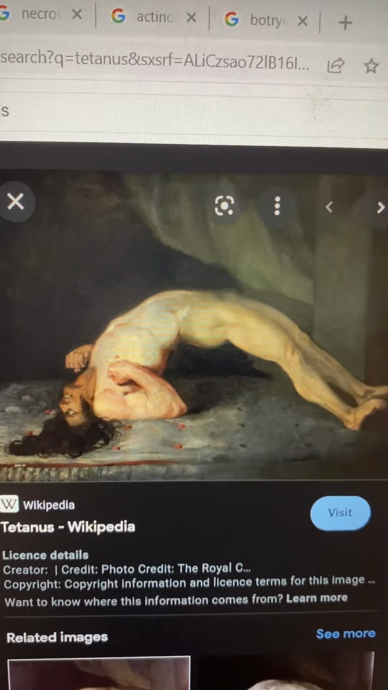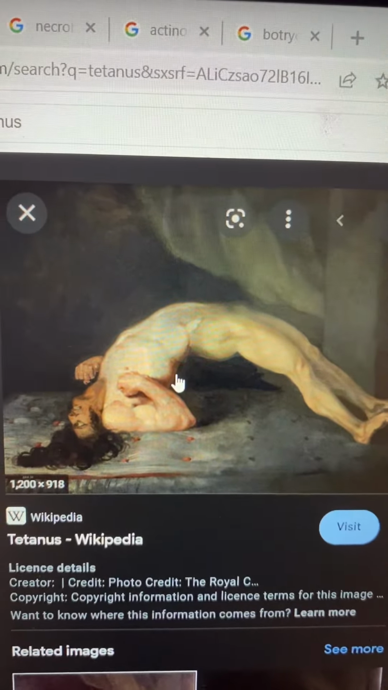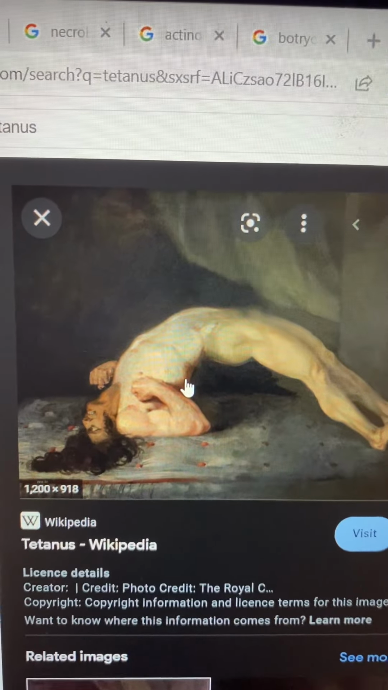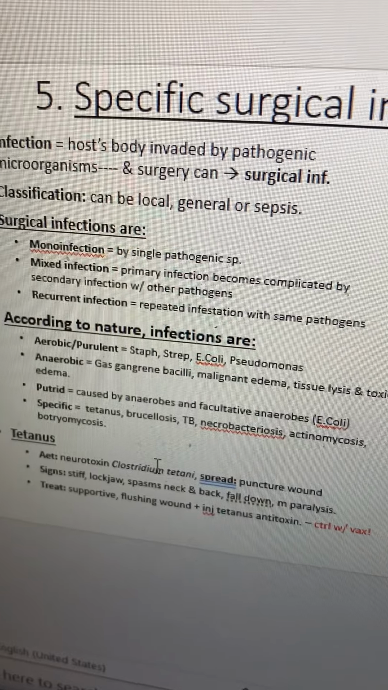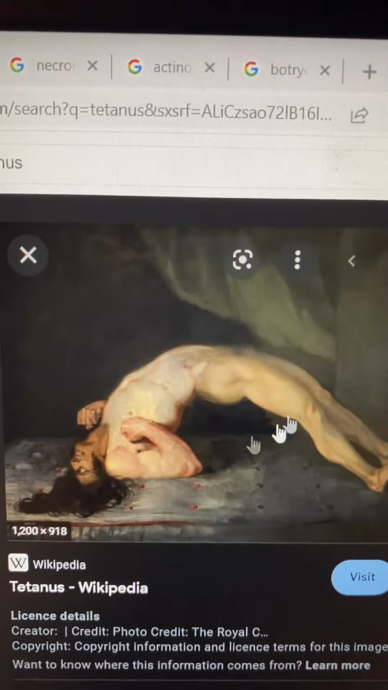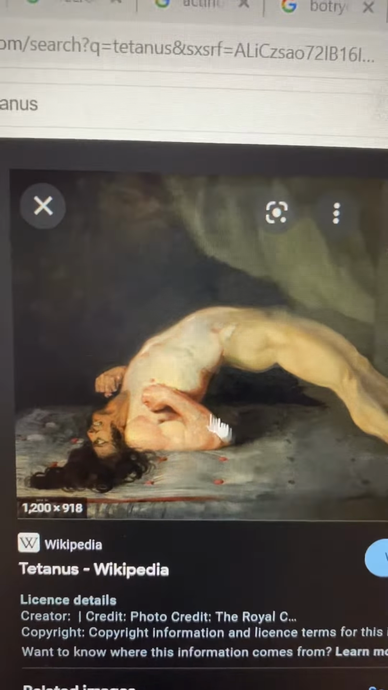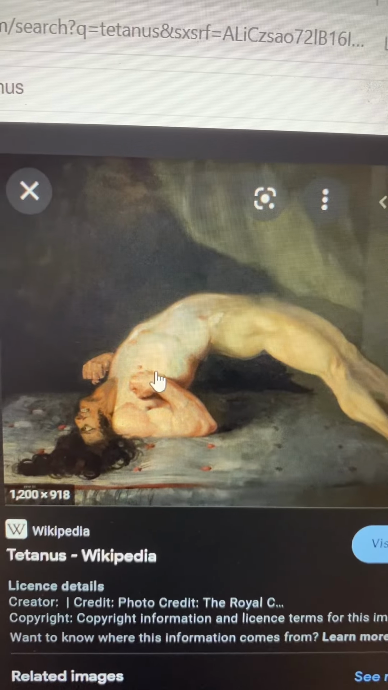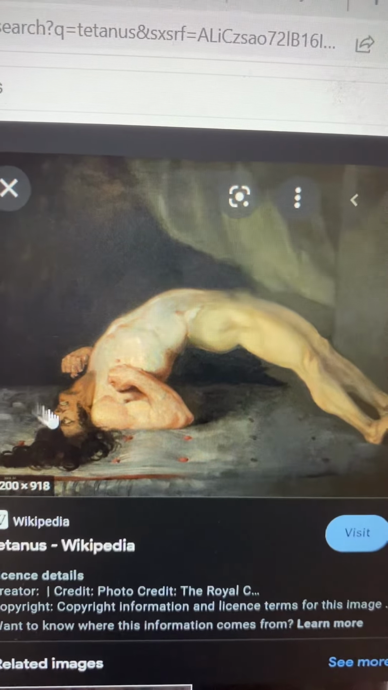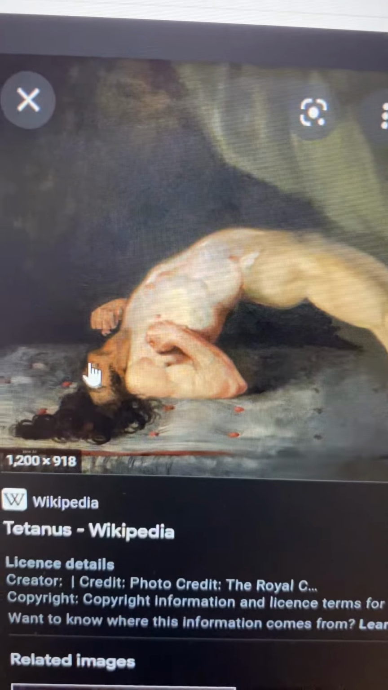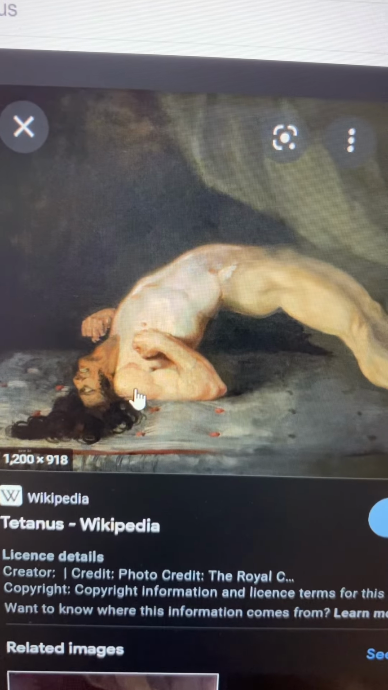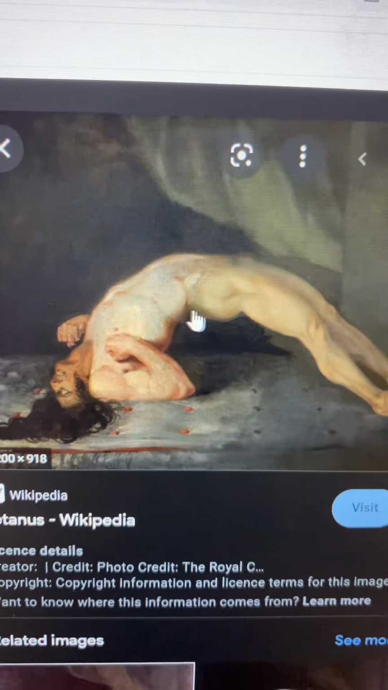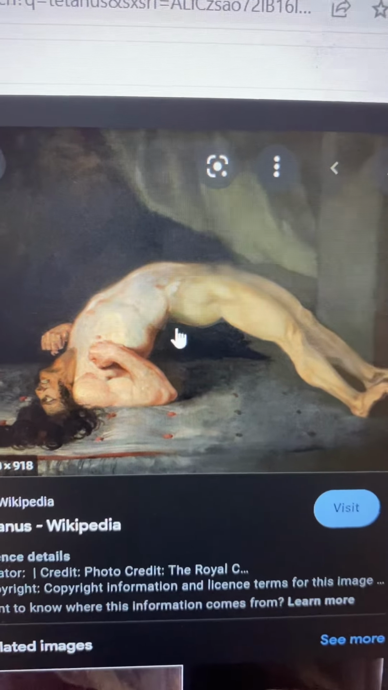So tetanus, this is a very famous painting. What's going on here? Tetanus is caused by a neurotoxin from Clostridium tetani, I'll just show you the name here. It's spread by a puncture wound normally, but it's usually found in soil and things like that, and it enters the body. It obviously causes stiffness. The jaw ends up becoming locked. You get spasms of the neck and back. You can see he's arching his back, not on purpose, but because of the disease.